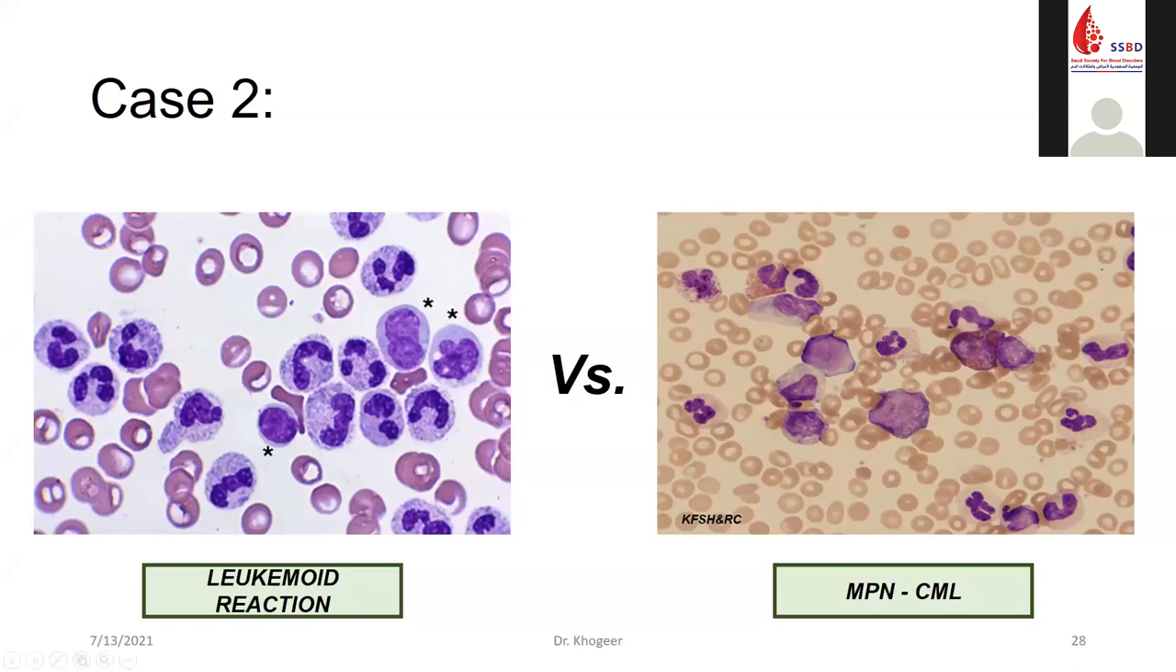Therefore, careful attention to the cytological characteristics of the neutrophils, for example, toxic features and the presence of an accompanying left shift, as well as clinical and laboratory features, for example, history of infection, trauma, or drugs, is required to arrive at the correct interpretation of the peripheral blood smear.